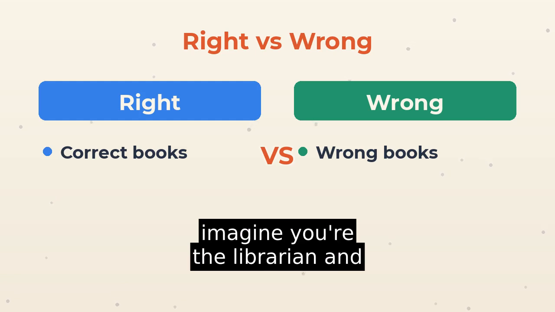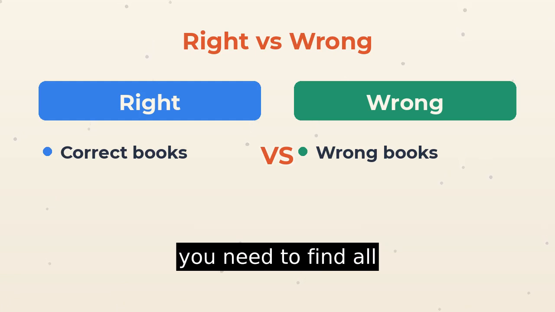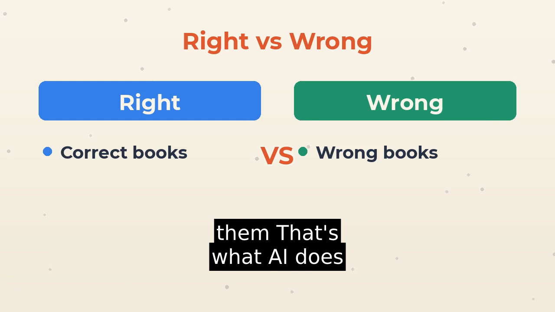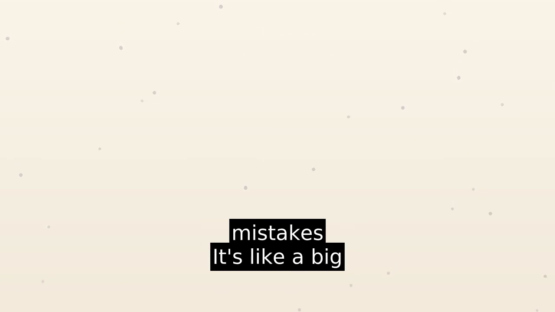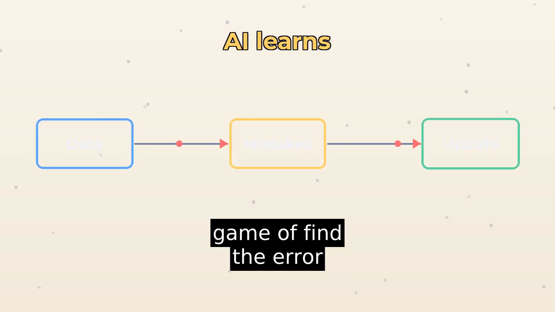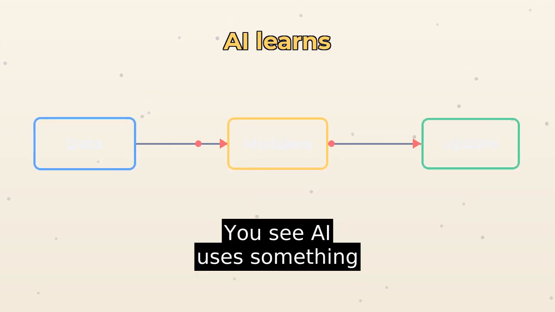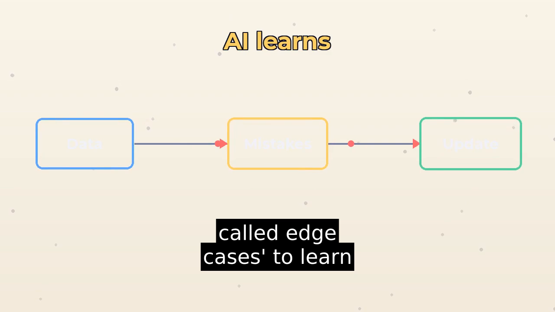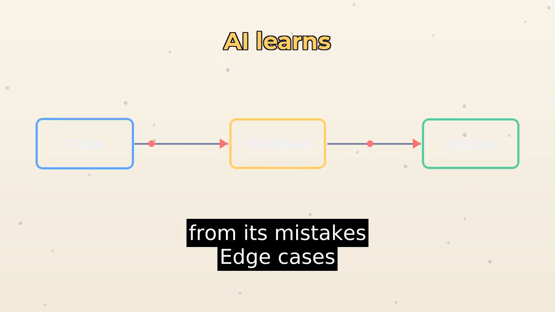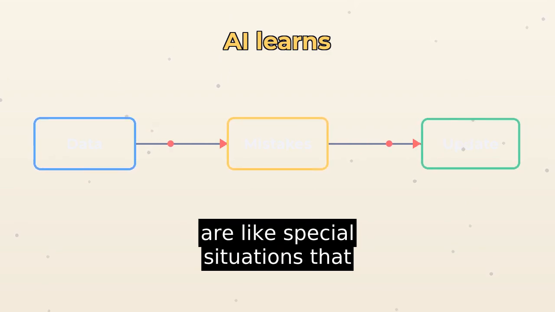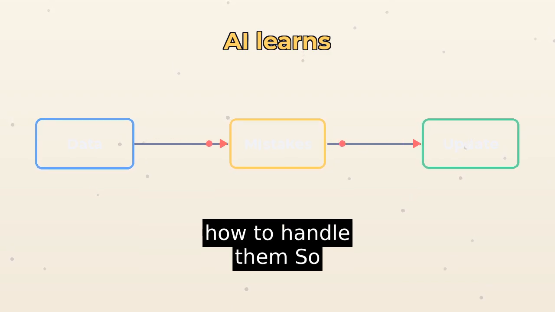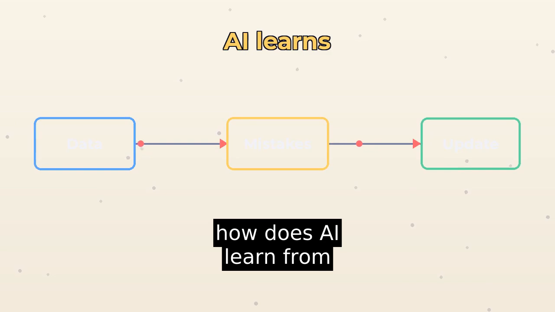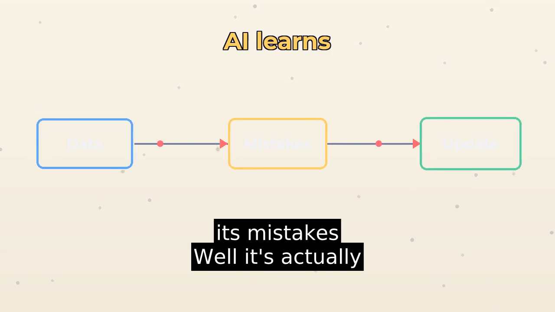Now, imagine you're the librarian, and you need to find all the wrong books and correct them. That's what AI does when it learns from its mistakes. It's like a big game of find the error. You see, AI uses something called edge cases to learn from its mistakes. Edge cases are like special situations that AI hasn't seen before, but it needs to figure out how to handle them. So, how does AI learn from its mistakes?